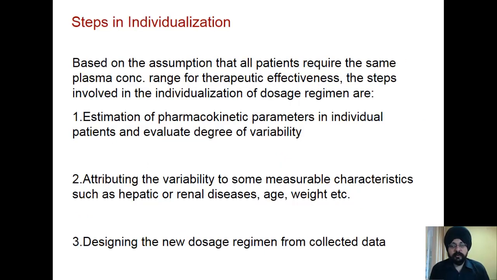Individualization is based on the assumption that all patients require the same plasma concentration range for therapeutic effectiveness, and the steps involved in individualization of dosage regimen are, first of all, the estimation of kinetic parameters in individual patients, and evaluation of the degree of variability is the first step. Then attributing this variability to some variable characteristics, for example, hepatic or renal disease, age, gender, weight, etc., and then design the new dosage regimen based on the data.